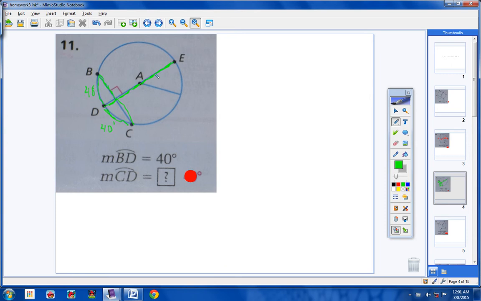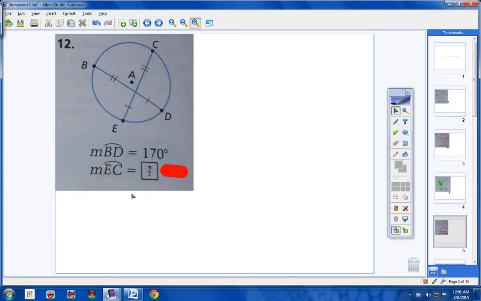Anytime a diameter is perpendicular to a chord, which it is, we know this is a diameter because it passes through the center, and it's perpendicular because of this right angle symbol right here. So anytime a diameter is perpendicular to a chord, please listen to me carefully, students, it bisects the chord, so this segment is congruent to this segment, but it also bisects the arc. So this arc here is congruent to this arc here. So if BD is 40, then DC is also 40 degrees.